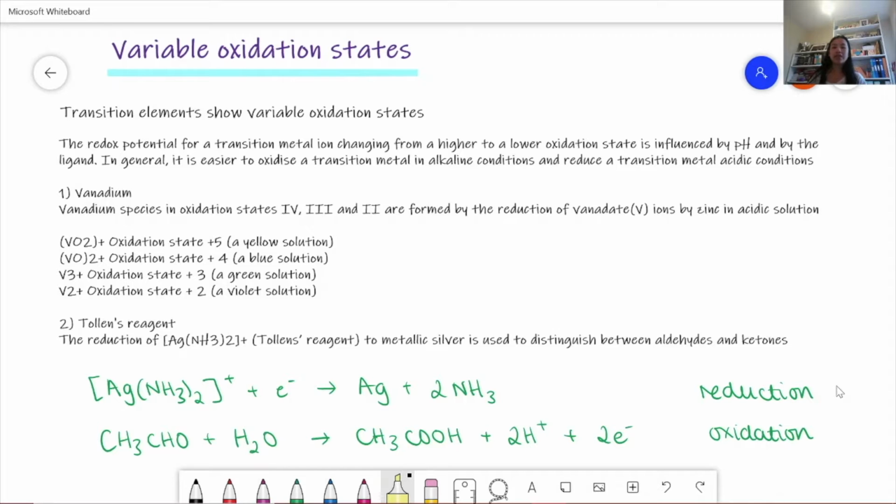So a key characteristic of transition elements is that they show variable oxidation states. And the redox potential for a transition metal ion changing from a higher to a lower oxidation state is influenced by pH and also by the ligand. In general, it is easier to oxidize a transition metal in alkaline conditions and reduce a transition metal in acidic conditions. So the first example we're going to look at is vanadium.